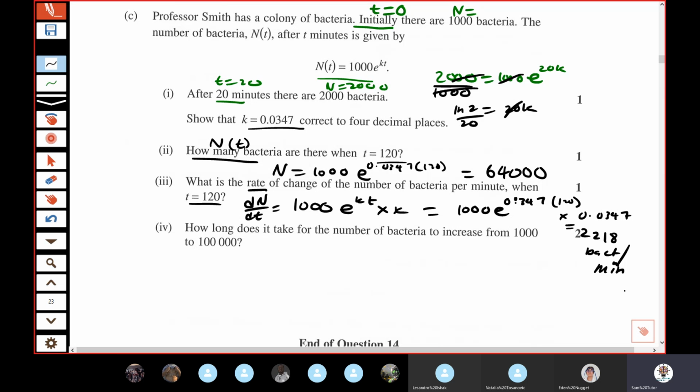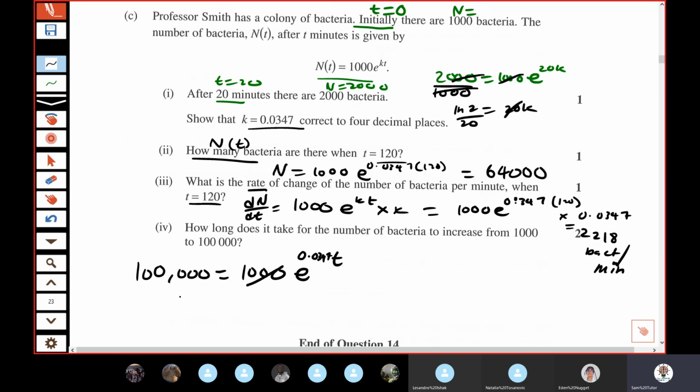How long does it take for the number of bacteria to increase from 1,000 to 100,000? Well, 1,000 is obviously when time is 0. So it's pretty much trying to say, find the time it takes for it to get to 100,000. And then you would just say that's the time, I guess. All right, here we go. So N is equal to 100,000 equals 1,000 e^(kt). K you already know, like I keep saying. It's not 0.0347, we just write that. But we'll use the unrounded answer.